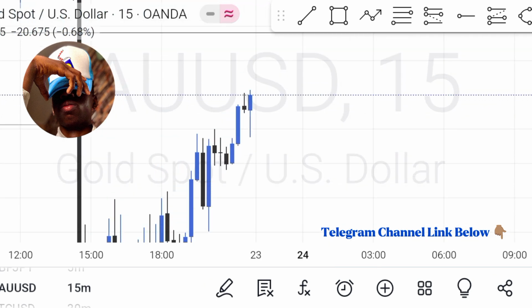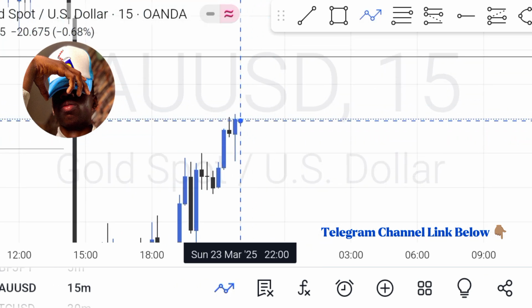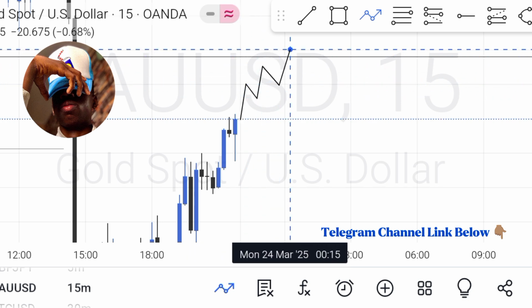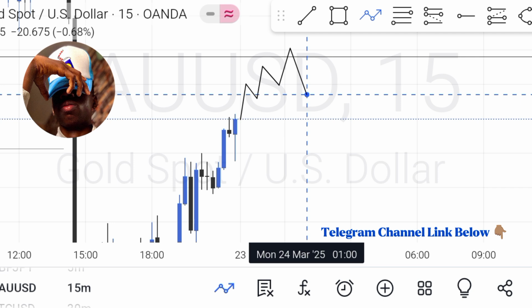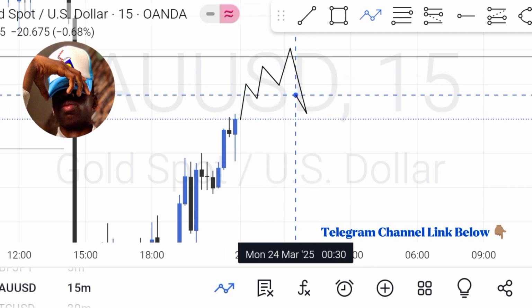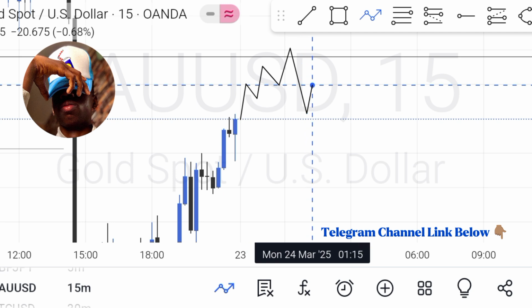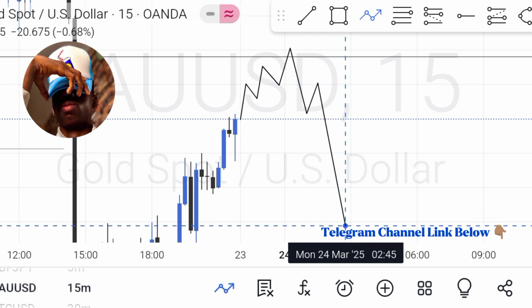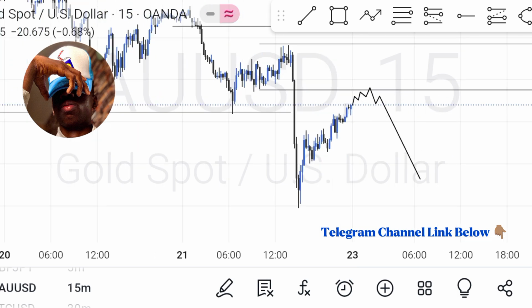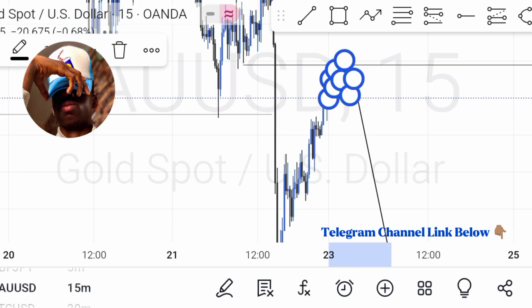Okay, so what I want to be looking for is something that looks like this. A change of character at this point to signal the reversal, and then we could be selling all the way to the downside. Okay, that's just for the structure. We also have entry models, but only people in the community are going to get the screenshot for that.